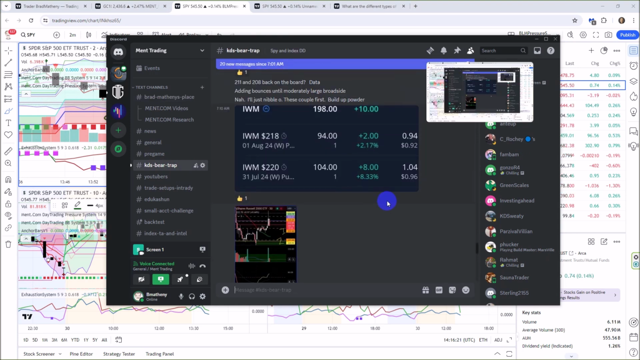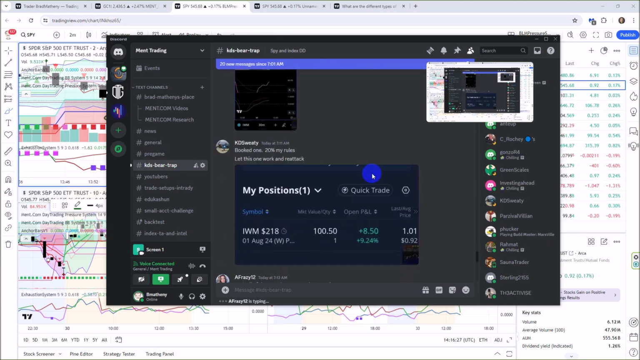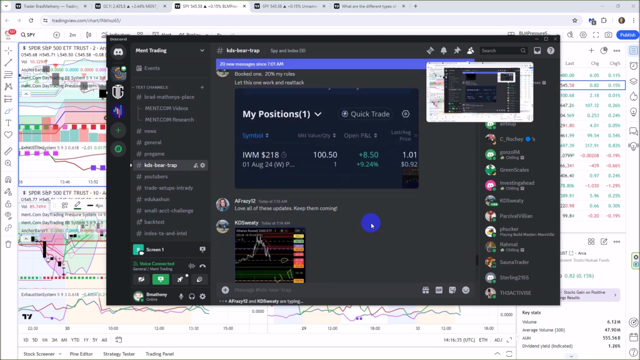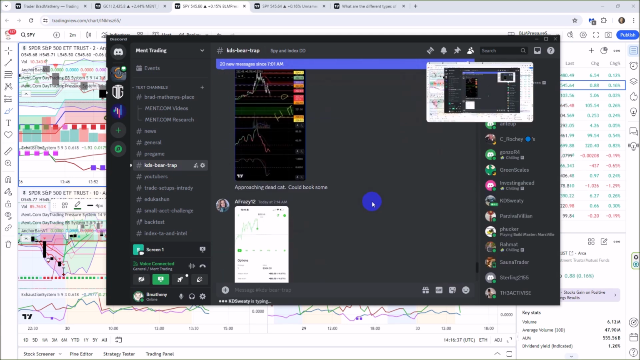So look at some of these trades. IWM profit $10, he's booking that. Booked one of my 20% rules. So he's booking at 8, 10, 20%. Love all these updates. Keep them coming.